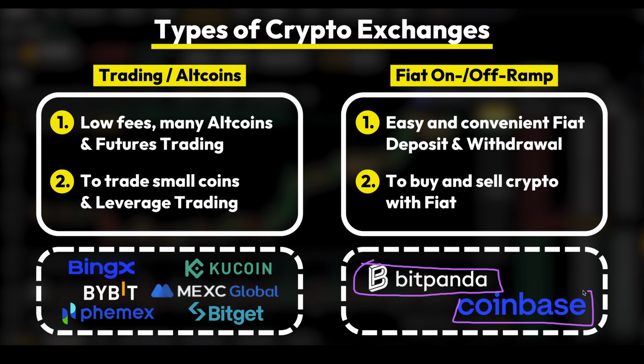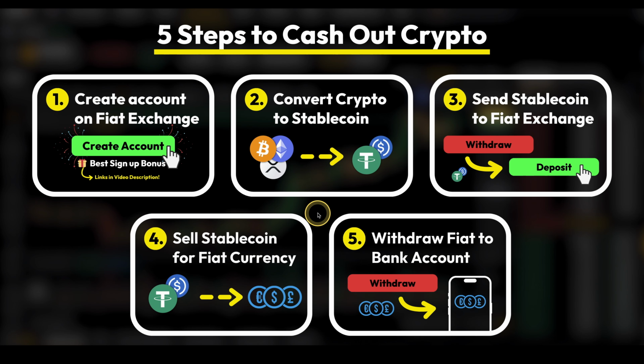is Coinbase. Now here are 5 steps that work 100% to withdraw any crypto you have on a trading exchange back to your own bank account. We start off by creating an account on a so-called fiat exchange. As I told you, my recommendation is Bitpanda or Coinbase. Then from our trading exchange, we first convert any crypto to a stablecoin such as US dollar Tether or USDC. Then we send that stablecoin to the fiat exchange where we have created an account earlier.